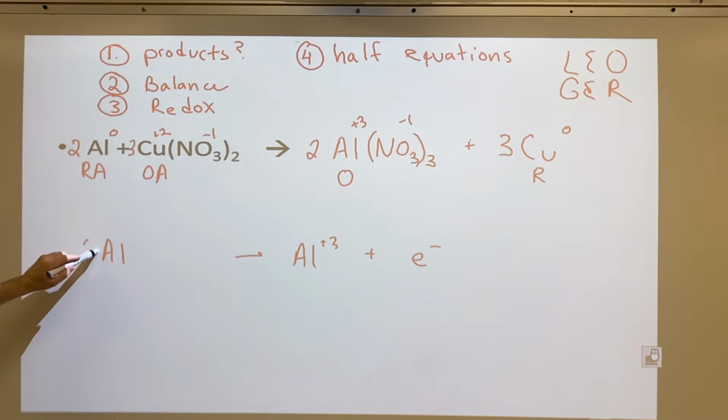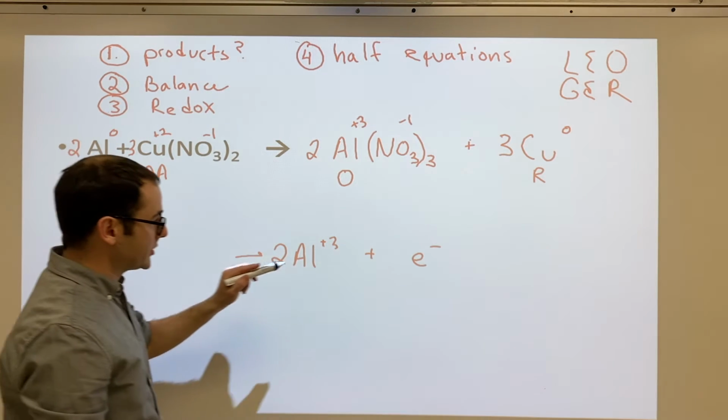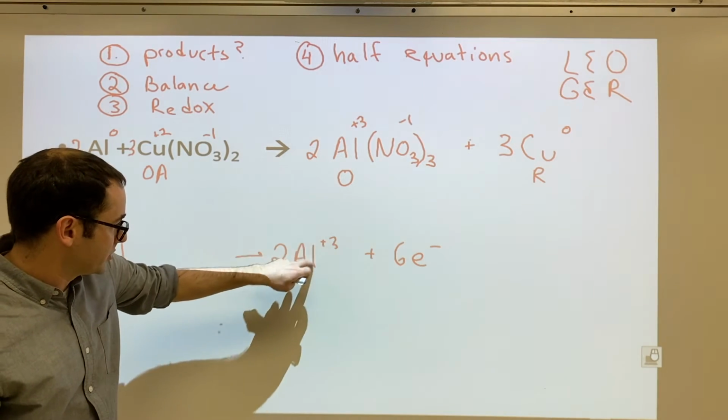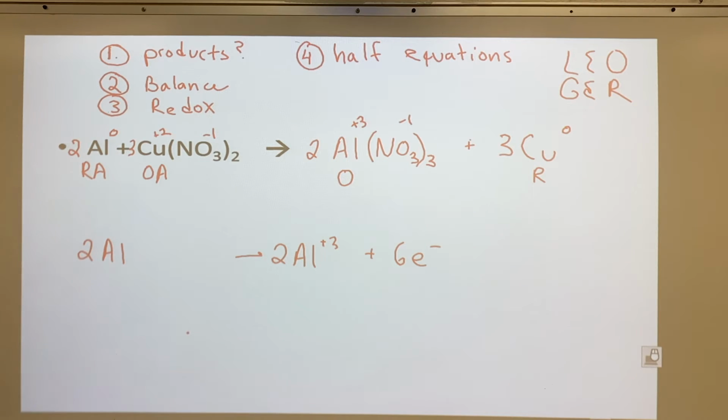So we have two aluminums here, okay? So in total, how many electrons did aluminum lose? 6. Yeah, 6. Each one lost 3, right? So 6 was the total amount of electrons lost, because for each of the aluminums it was 3, and then there's 2 of them. All right. All right. Now let's do the copper.